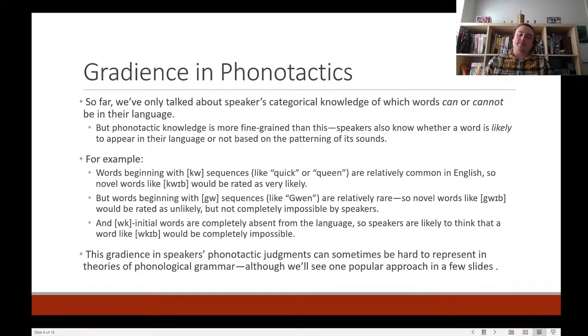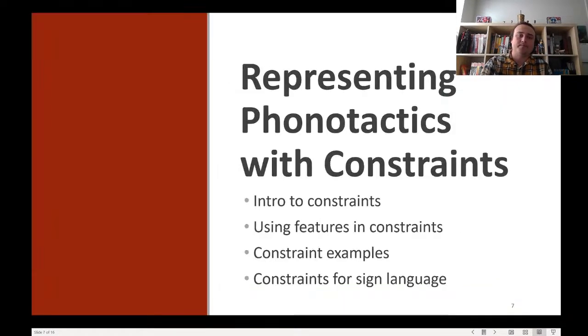So I'm going to be abstracting away from the history of this idea of how to best analyze phonotactic patterns in these slides. We're going to skip instead to one popular approach that can handle this gradience. I just want you to know that it took us a while to get there. It was a little hard to figure out the right way to make our theories of phonotactics as fine-grained as people's actual judgments. So now let's talk about how we do that.